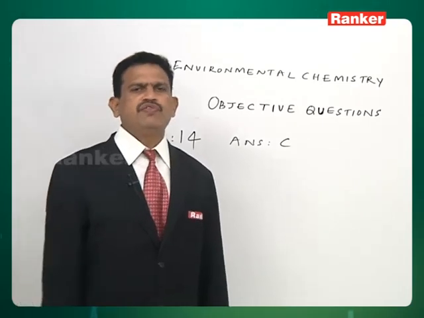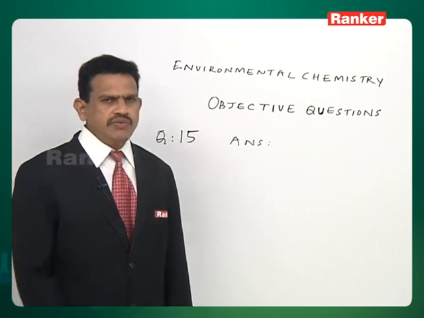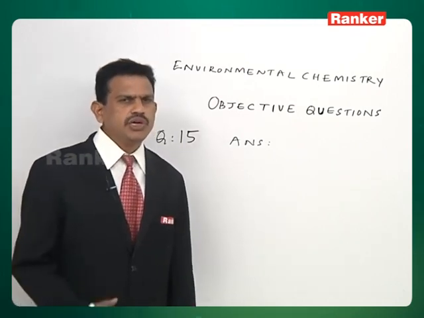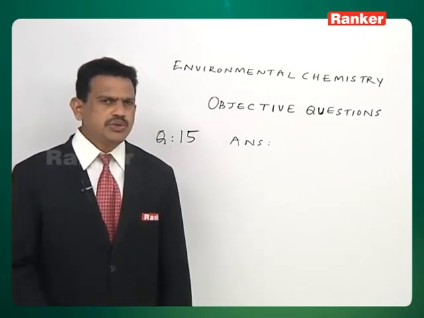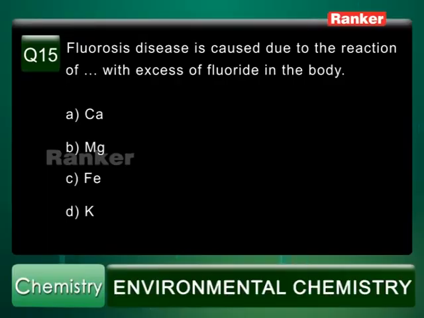Moving to question number 15. Fluorosis disease is caused due to the reaction of dash with excess of fluoride ion in the body. Options: A, calcium, B, magnesium, C, iron, D, potassium. As we have discussed in the theory part, fluorine up to 1 ppm is useful. It will strengthen the bone and teeth and it will form calcium fluoride. So we can go for option A.